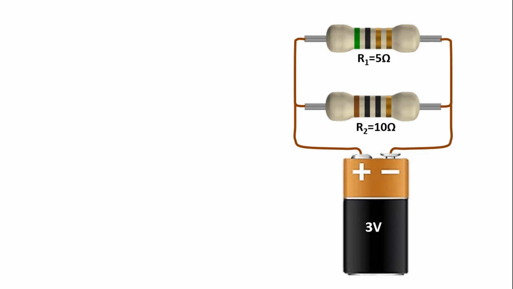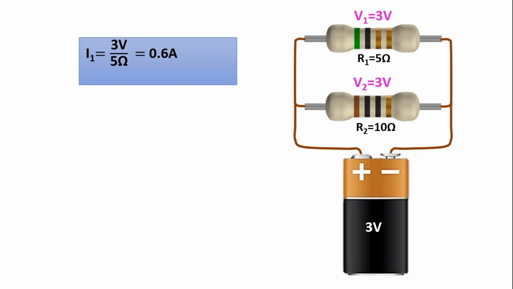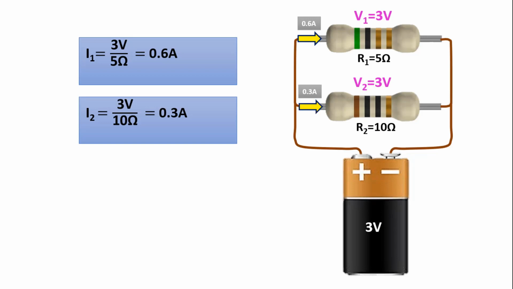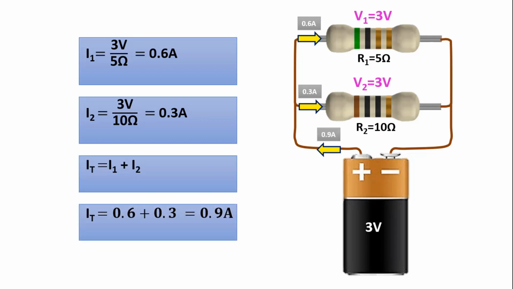So, how do we find the current flowing through the resistors? Now, let's look at it. We have said that in parallel connected resistors, there is the same voltage on all resistors. Since the source voltage is 3 volts here, the voltage across the two resistors will also be 3 volts. I1 current becomes 0.6 amps from 3 volts divided by 5 ohms. I2 current becomes 0.3 amps from 3 volts divided by 10 ohms. If we want to find the main branch current, that is, the total current, we need to add the currents I1 and I2. That would be 0.9 amps.